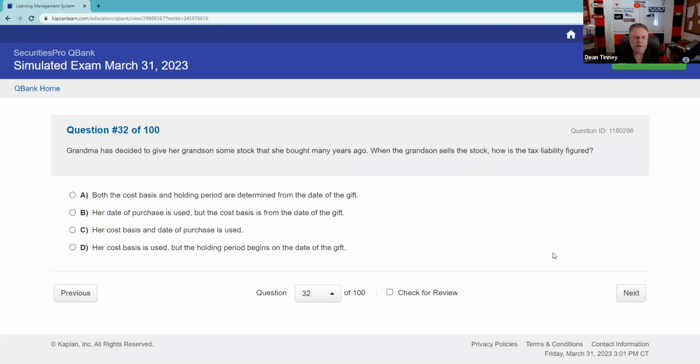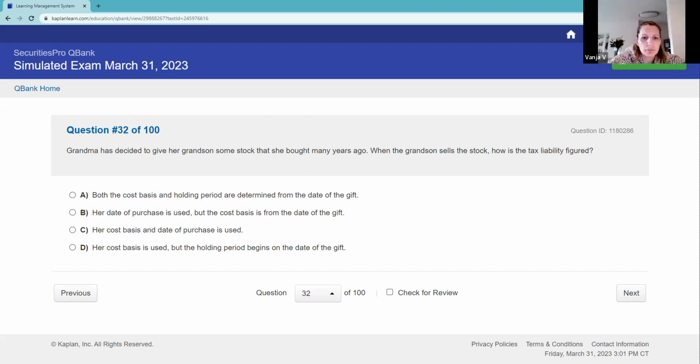Excellent. Grandma has decided to give her grandson some stock that she bought many years ago. When the grandson sells the stock, how is the tax liability figured? Both the cost base and the holding period determined from the date of the gift.